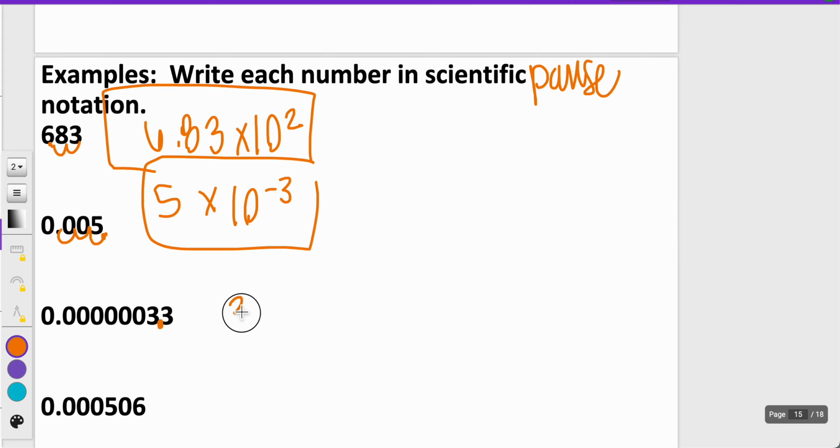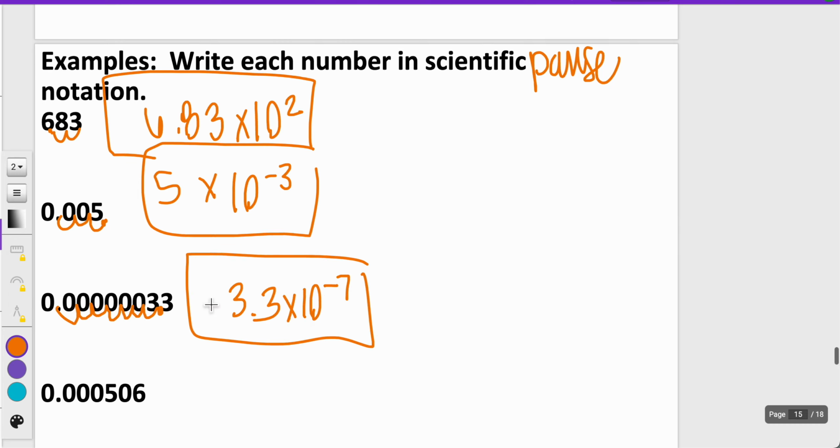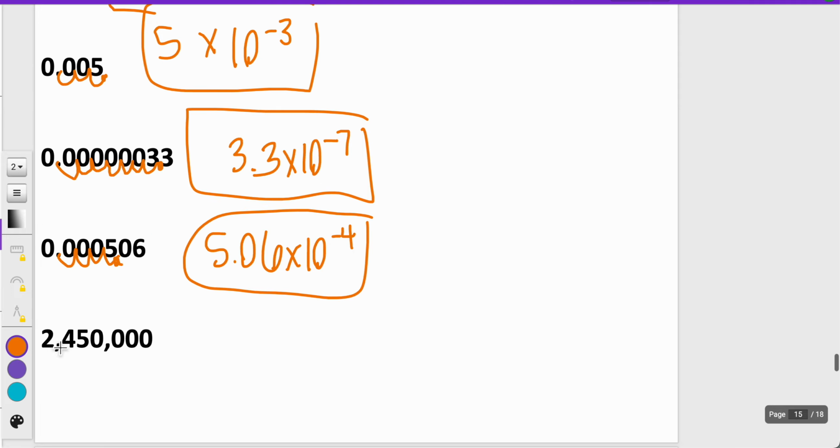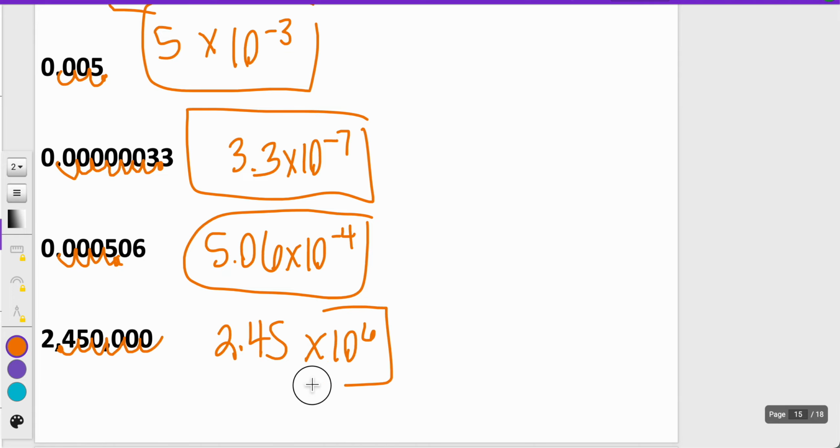The one we have here, decimal should be 3.3, count it back, 1, 2, 3, 4, 5, 6, 7, so 10 to the negative 7th power. And then my decimal needed for the next one, 5.06 times 1, 2, 3, 4, 10 to the negative 4th. And then our last one, 2.45 is where my decimal needs to be. Count it back, 1, 2, 3, 4, 5, 6, so 10 to the positive 6 power.